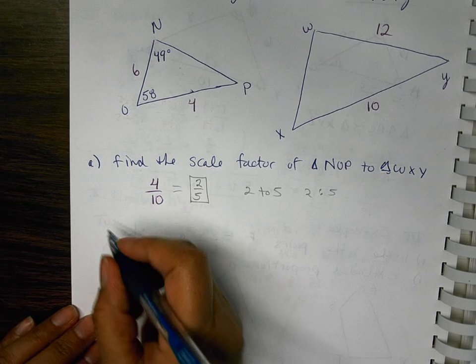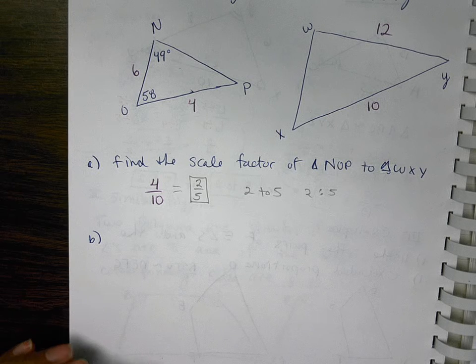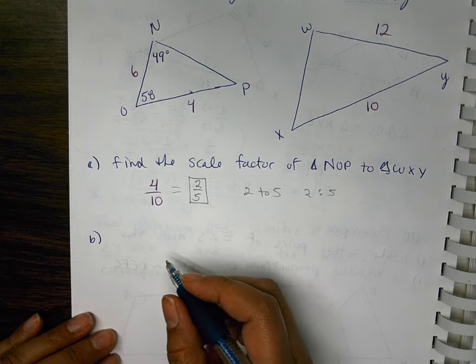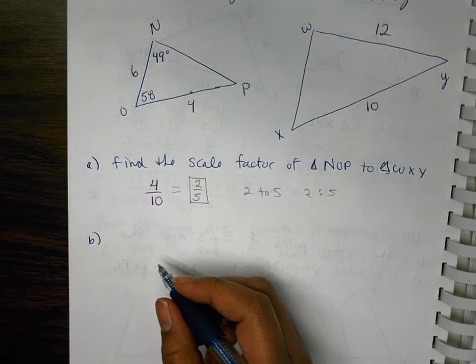So let's say they give us all the sides. Can we just use one, or do we have to use all of them? You only have to use one. If they tell you this is similar and they give you all, you only have to use one.